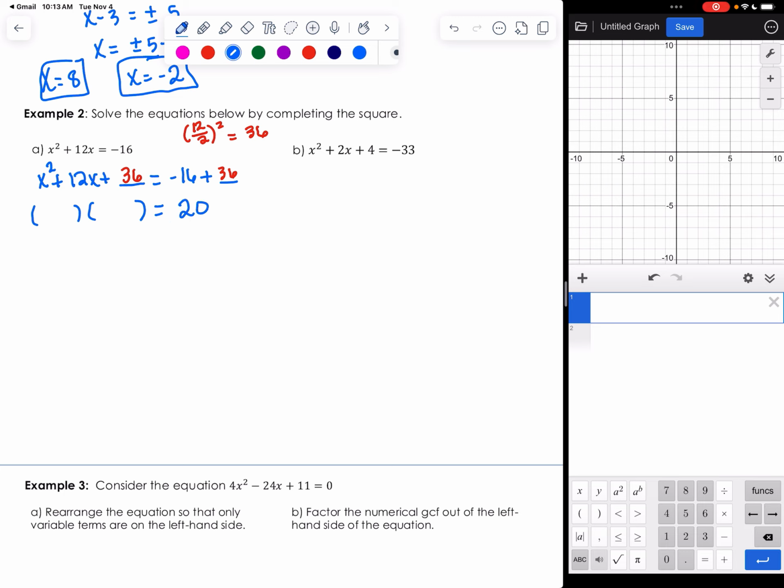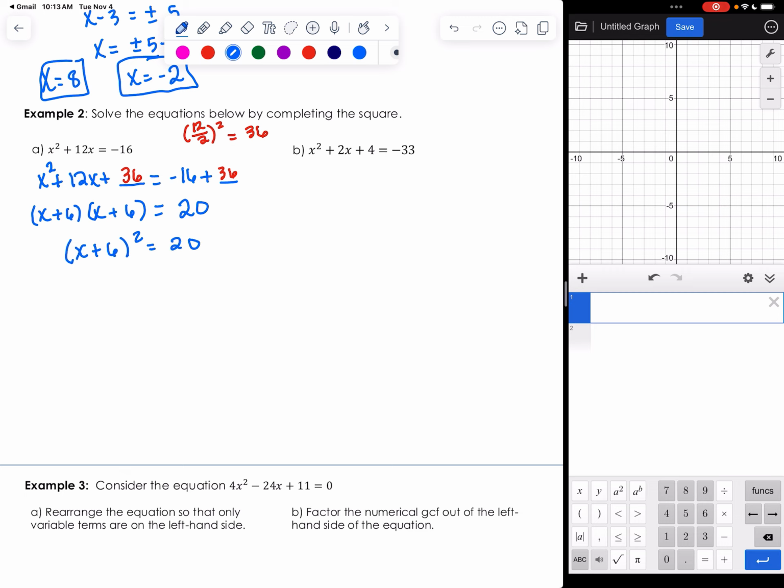So to get x squared plus 12x plus 36, to get x squared, I would need an x and an x. To get 36, I would need a 6 and a 6. To make those add up to positive 12, I would need to make them both plus. So I can rewrite that as a binomial squared.